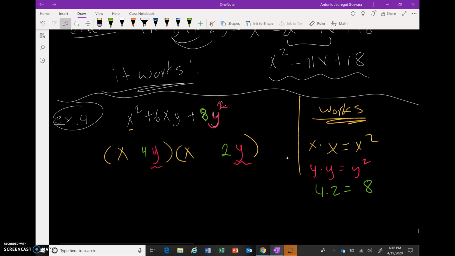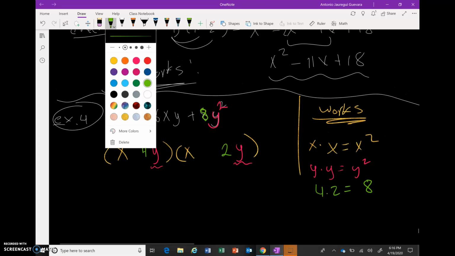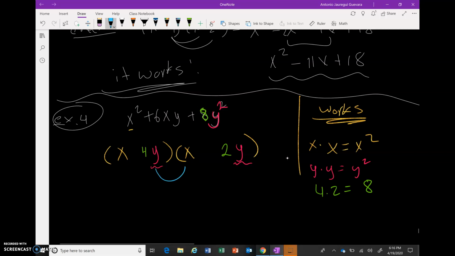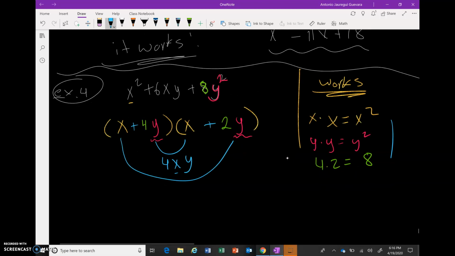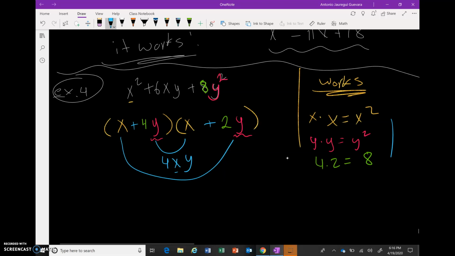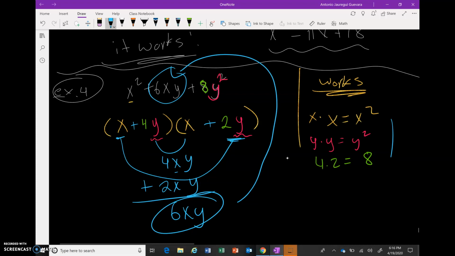So that works. Now, if I check with my rainbow method, let's see if it works. I want those two positive because I said they were positive over here. So 4y times x will give me 4xy. It doesn't matter whether you write x, y or y, x, as long as you have an x and a y. Then 2y times x will give me 2xy. When I add them together, that gives me 6xy, and voila, I have 6xy right there.